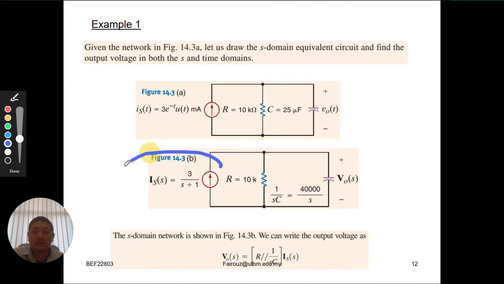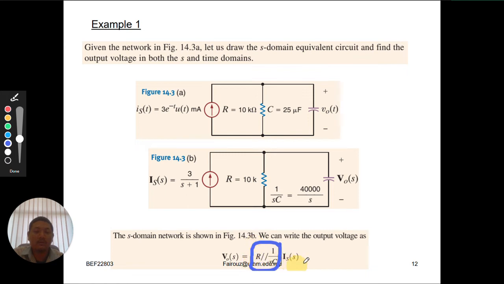I is the current source here, and R is the total impedance. All right, so you have to calculate the total impedance, which is R in parallel with the capacitor, or 1 over SC. So this is the impedance.